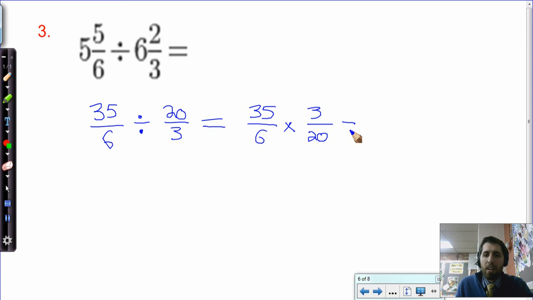Again, I'm going to see if there's any way I can simplify as I go. 3 and 6 are both multiples of 3. 6 divided by 3 is 2. 3 divided by 3 is 1. 20 and 35 are both multiples of 5. 35 divided by 5 is 7, sorry. And 20 divided by 5 is 4. Top times top, 7 times 1 is 7. 2 times 4 is 8. This answer is just 7/8. Beautiful.